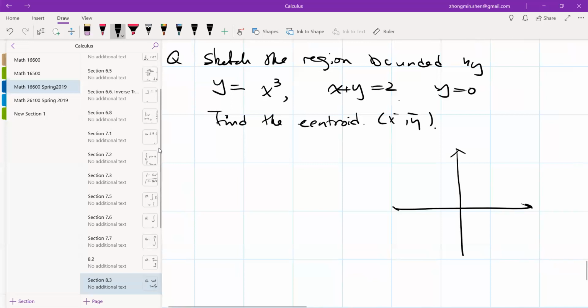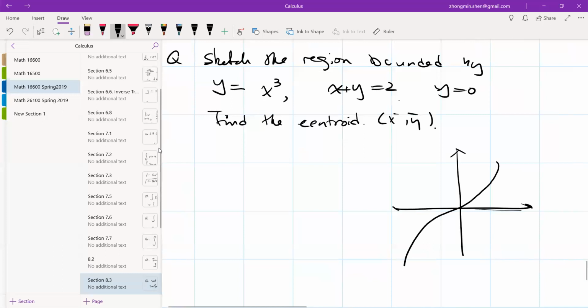All right, so find the centroid, x bar and y bar. Okay, so let's draw the graph. Okay, y equals x cubed. So this is x cubed. So y equals 0 is the horizontal x-axis. X plus y equals 2.